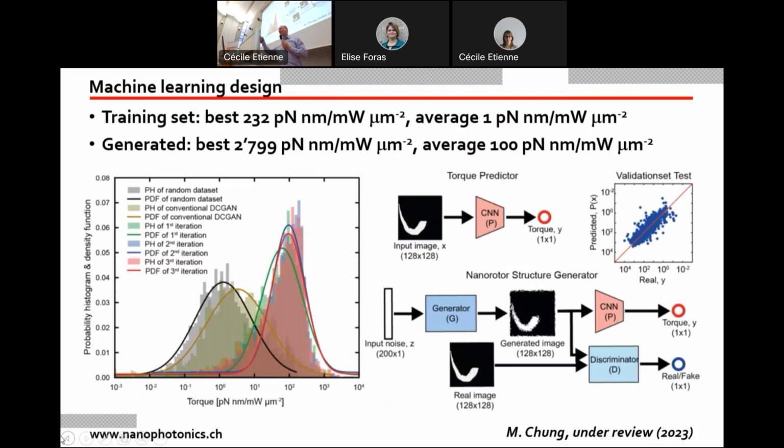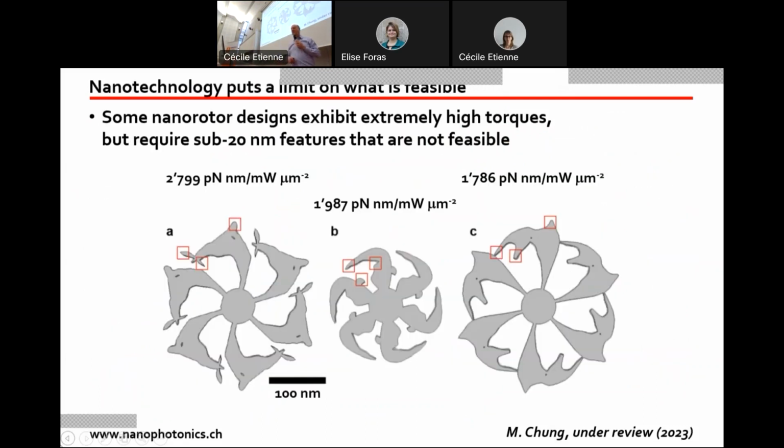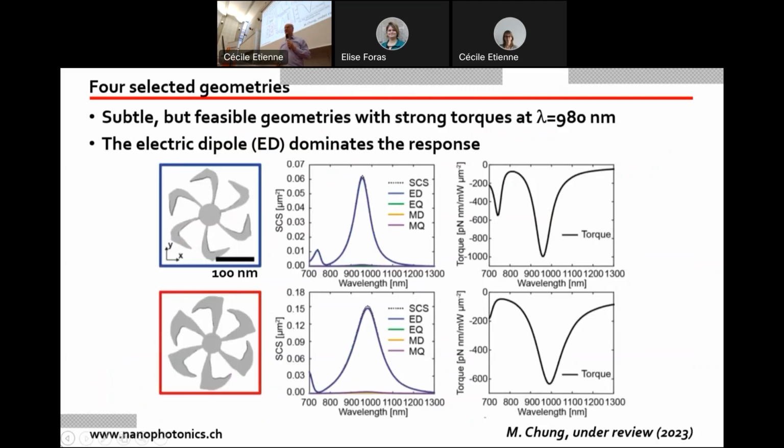And also, if you look at the extreme, it can make some geometries that have a very, very high torque, as is shown here in this case. And unfortunately, some of these geometries are impossible to fabricate. It seems that you see a very high value of the torque, almost 3,000 piconewton nanometer, but there are very subtle features that appear here, and this is not possible to fabricate. So we resorted to 4 geometries, which I show here. The first 2 are here.